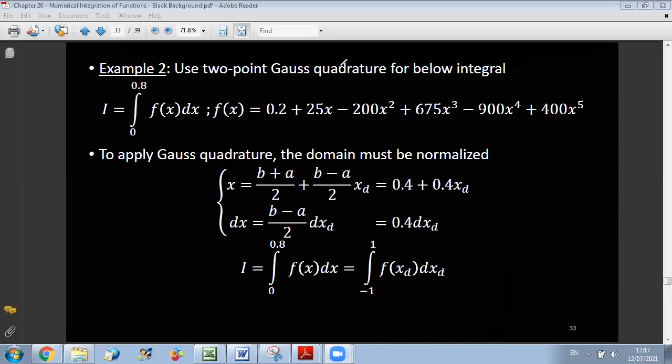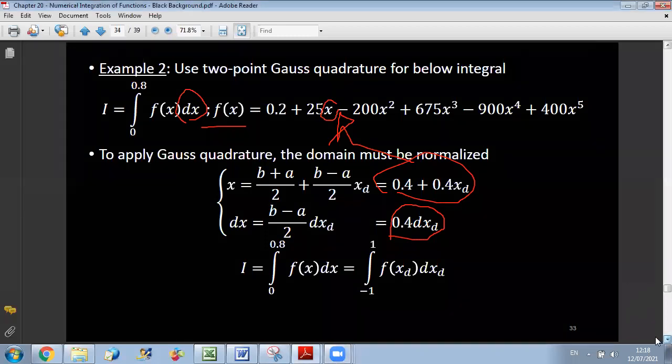So now all I have to do is to just replace x, in my expression of f(x), by 0.4 plus 0.4 xd. And once done, I should also replace dx of the integration by 0.4 dxd. Then I will transform it completely to a function of xd times dxd. So I can find, for minus 1 over radical 3 and 1 over radical 3, what is f. Okay? So this is the whole method I should do.